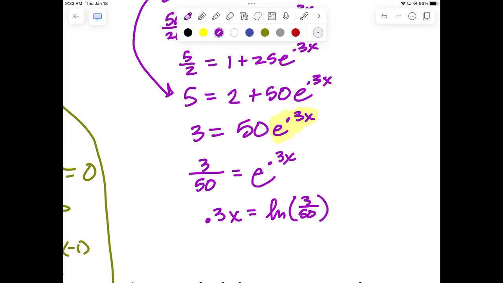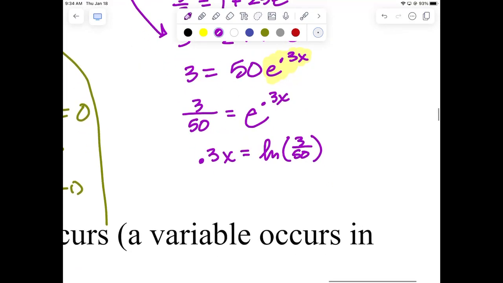Now, 0.3 is a decimal. We don't have any decimals in here yet. So here's what I'm going to do. What is another way to write 0.3 as a rational number? 3/10. So I'm going to write this as 3/10 x equals the natural log of 3/50ths.